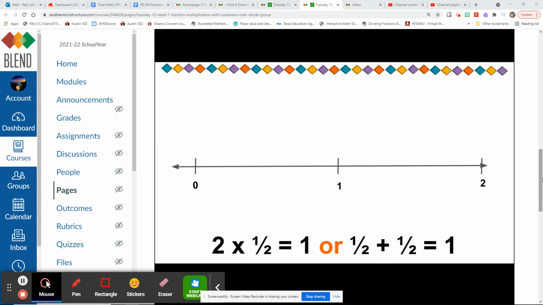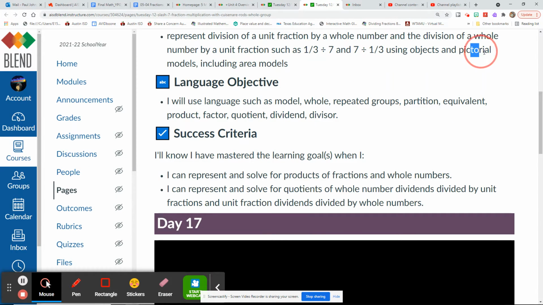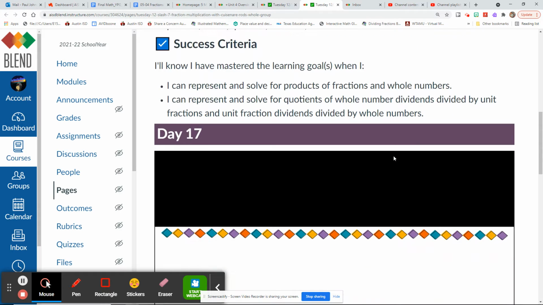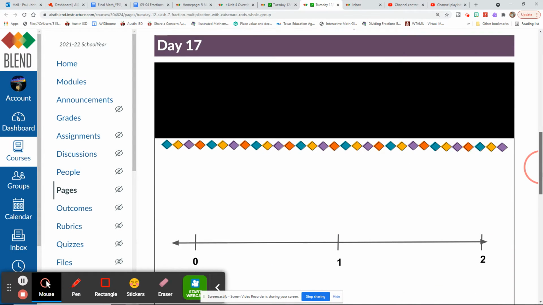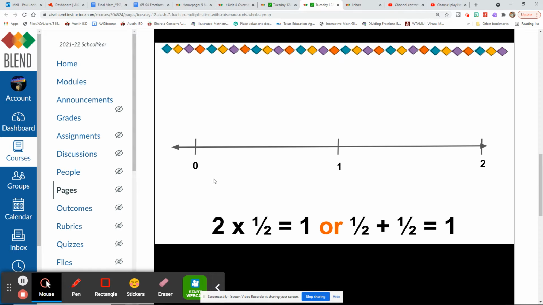Right, so one of our pictorial diagrams, pictorial models, including area models, and objects that we're going to use today, is a number line and Cuisenaire rods or fraction strips. So I just did that too quickly. 2 times 1/2 is the same thing as 1/2 plus 1/2 because it's 2 1/2 pieces. So what that might look like is there's a 1/2 piece and then one more 1/2 piece. So 1/2 plus 1/2 equals 1 whole, which I've been talking about for weeks now. So this is kind of a visual representation of that.